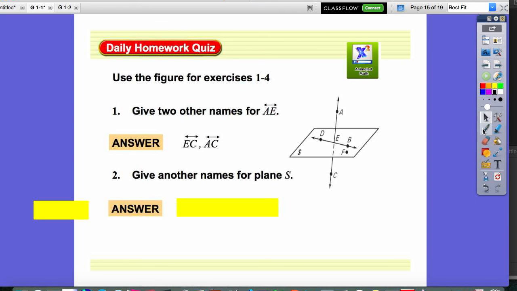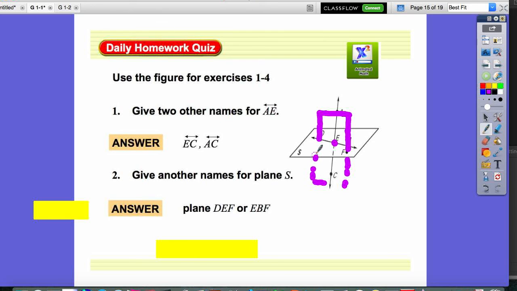Give another name for plane S. So you can use any 3 points that are not on the same line. So you could use DEF or EBF. I talked about this earlier. You can't say DE, there should be a point there that would make that better, B, because that could also be a vertical plane going through plane S. So there could be another plane there.